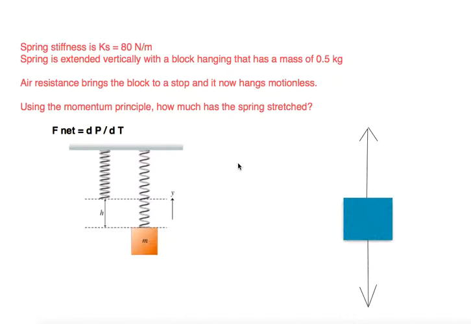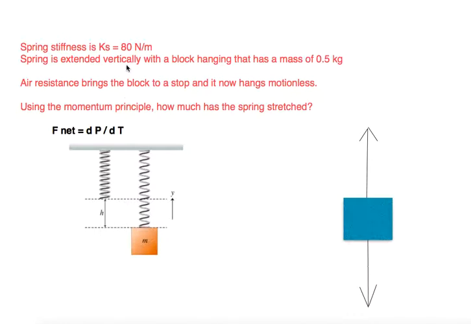Okay, so this is a problem on the momentum principle, and I am using a spring with a block extended vertically with a mass of 0.5 kilograms. So the spring stiffness is, I'm using K, and that's 80 newtons per meter. The spring is extended vertically, and the block is hanging with a 0.5 kilogram mass.